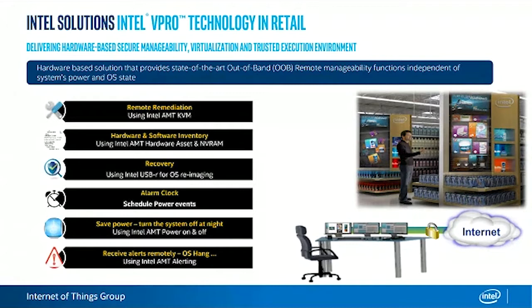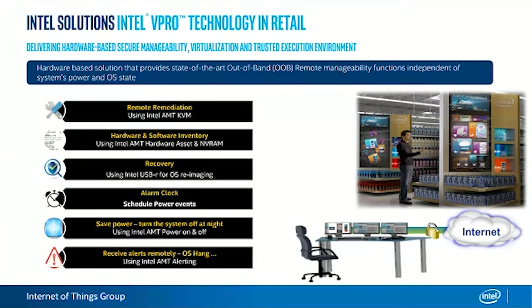Next is the hardware and software inventory. This feature allows to store asset inventory information in a non-volatile storage on the device, which is accessible out of band remotely. Having key asset information ahead of an on-site visit can expedite repair and replacement and reduce truck roll.